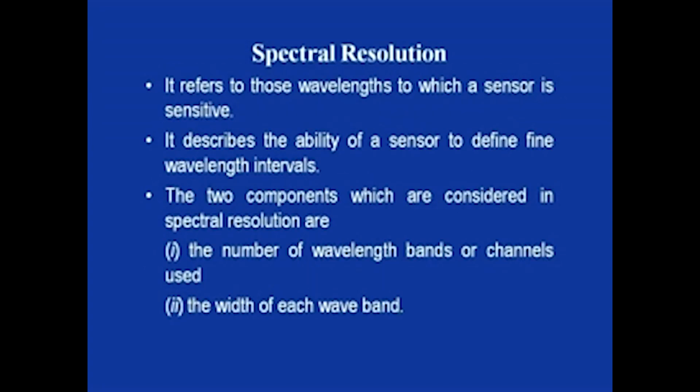The next type of resolution is spectral resolution. It refers to those wavelengths to which a sensor is sensitive. It describes the ability of a sensor to define fine wavelength intervals. The two components which are considered in spectral resolution are the number of wavelength bands or channels used, and second is the width of each wavelength band.